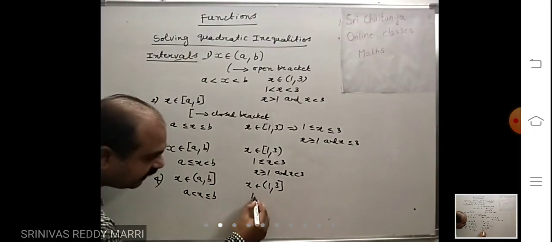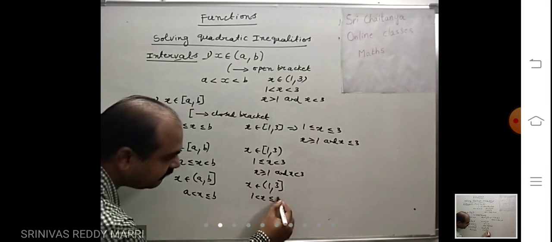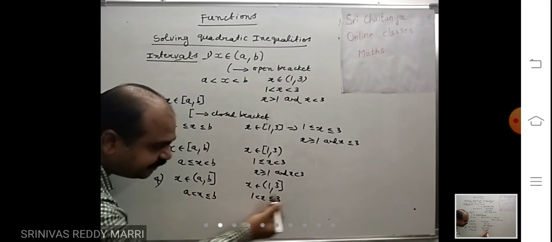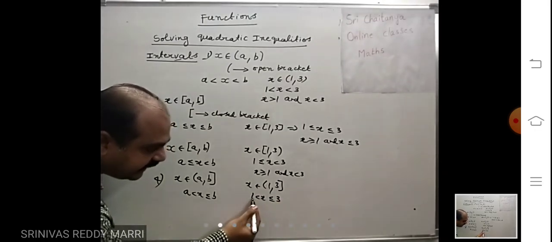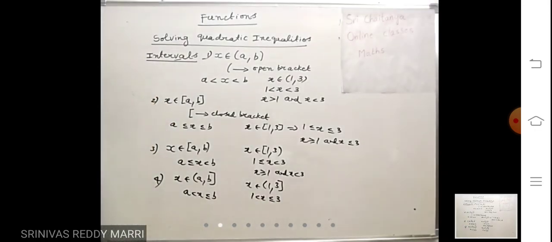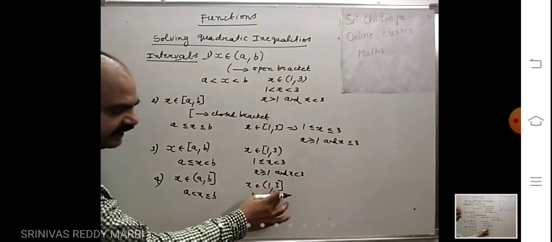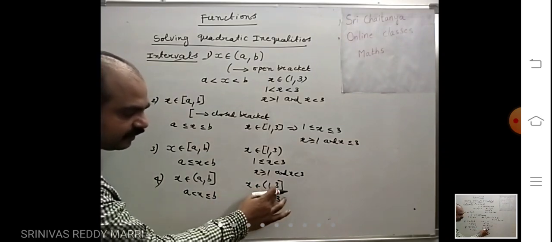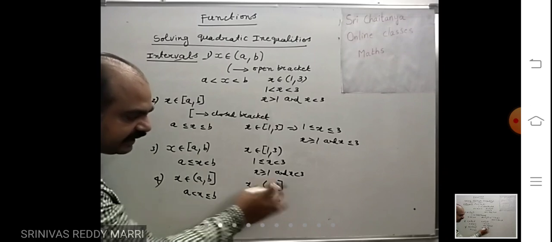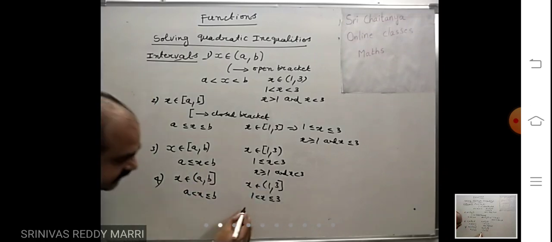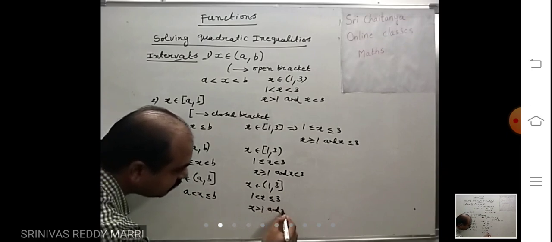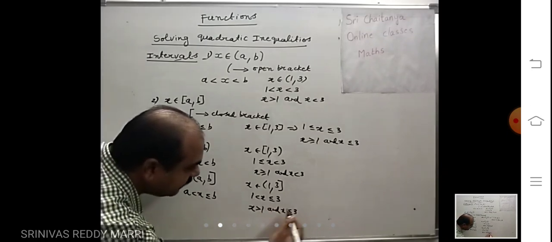This means that 1 less than x less than or equal to 3. X will take all the values between 1 and 3. X will not take the value of 1 and takes the value of 3. This bracket indicates all the numbers between 1 and 3, excluding 1 and including 3. This means that x greater than 1 and x less than or equal to 3.